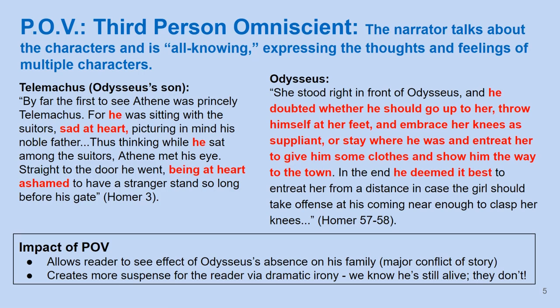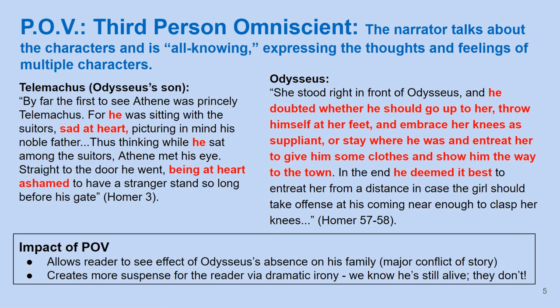The narration reveals the inner thoughts of Telemachus, narrating that he was sad at heart and at heart ashamed, both of which are feelings only a narrator inside the character's head would be able to know, as they are not observable. The second quote from pages 57 to 58 is about the protagonist Odysseus.